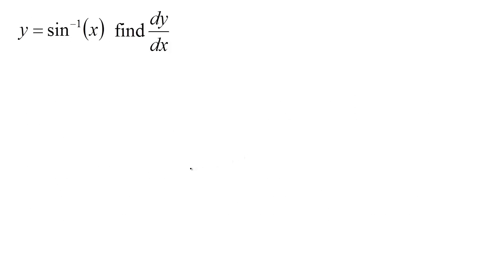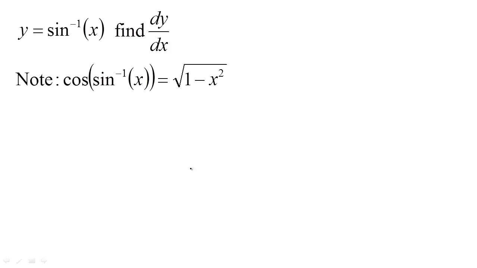So let's say that we want to find the derivative of the arc sine of x. So we want to see what that derivative is. Basically, let's say that y is the arc sine of x, and we want to find dy/dx. Before we do that, I just want to point out something. The cosine of the arc sine of some ratio x is going to be the square root of 1 minus x squared. There are a couple ways to see why.